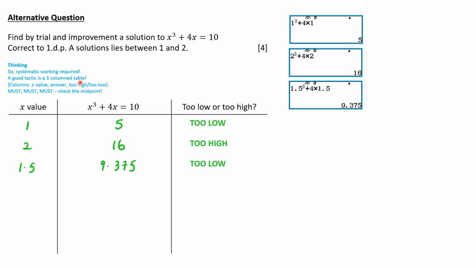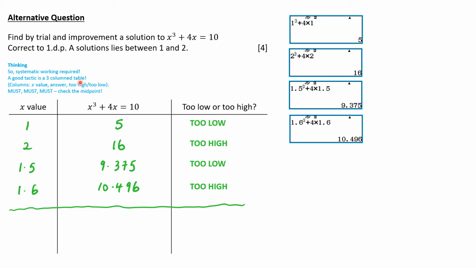I'm getting closer though, so I'm just going to go 1 decimal place at a time. So now I go to 1.6, 1/10 at a time. If I pop that in, I get 10.496. Now this is too high. Okay, so I know my answer straight away without too much working out is somewhere between 1.5 and 1.6.